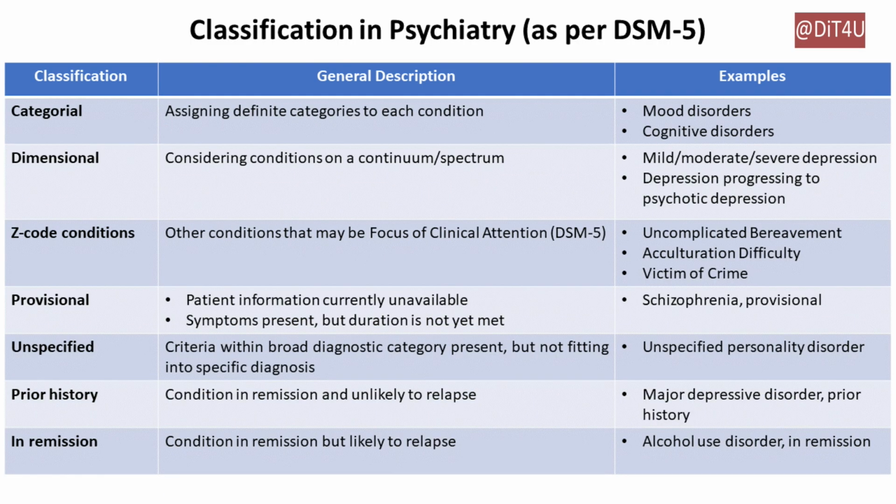Summary of classification. So once you assess the condition, you have to categorize them. So categorical classification means assigning definite categories to each condition. So it is mood disorders. Depression is mood disorder. Schizophrenia is psychotic disorder. Alcohol use disorder is substance use disorder. So under various categories, dementia is cognitive disorder. So categorical is vertical, under various headings. Whereas dimensional is horizontal, across the board, spectrum, okay, or a continuum.